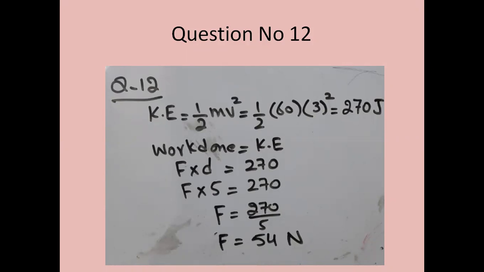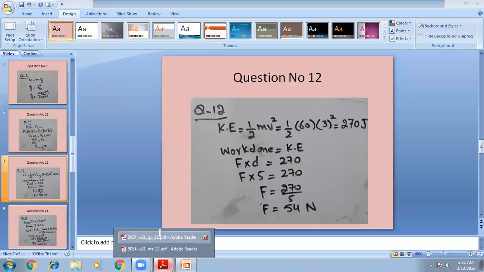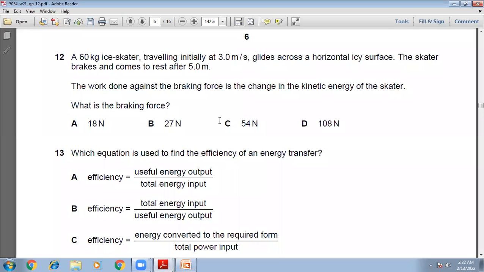Work done is force multiplied by the distance, and the distance covered is 5 meter. So F multiplied by 5 will be 270. So F will be 270 divided by 5, and that will be 54 Newton. So the force applied is 54 Newton.